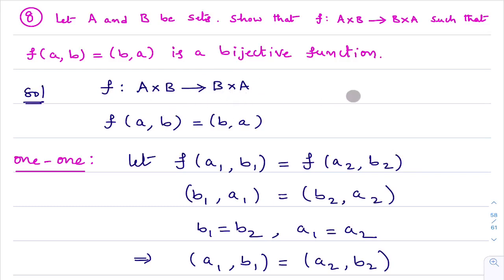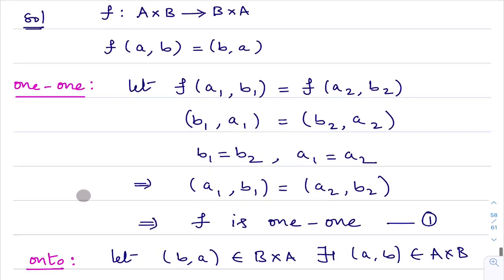Actually, in all the problems we did till now, you can check that they gave f of x equal to x square plus 1, f of x equal to x square, like that. Here instead of f of x, they have written f of the ordered pair (a, b). How is it defined? It is defined as (b, a). The function is from A cross B to B cross A and the function is defined like this. Now we need to check the function is one-one and onto. Both we need to check. If the given function is one-one and onto, then we say the given function is bijective.